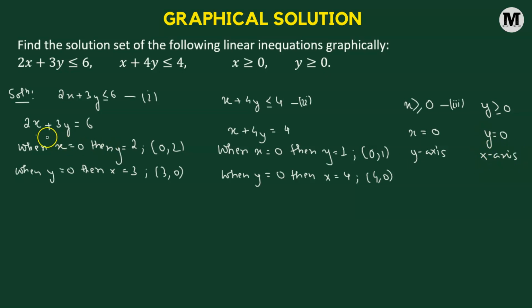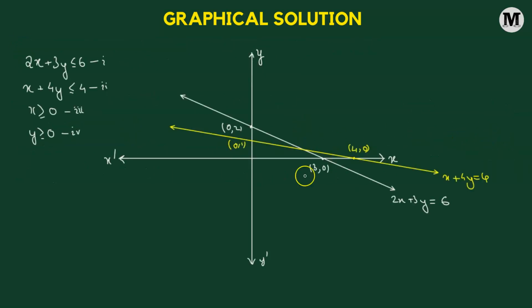Okay, now what we'll do? We will be graphing 2x plus 3y equals to 6, x plus 4y equals to 4, and x equals to 0 and y equals to 0 on the xy plane. Let us begin with the graph of the line 2x plus 3y equals to 6. So it's dividing the xy plane into two regions. One is going to be above the line and the other region is going to be below the line.